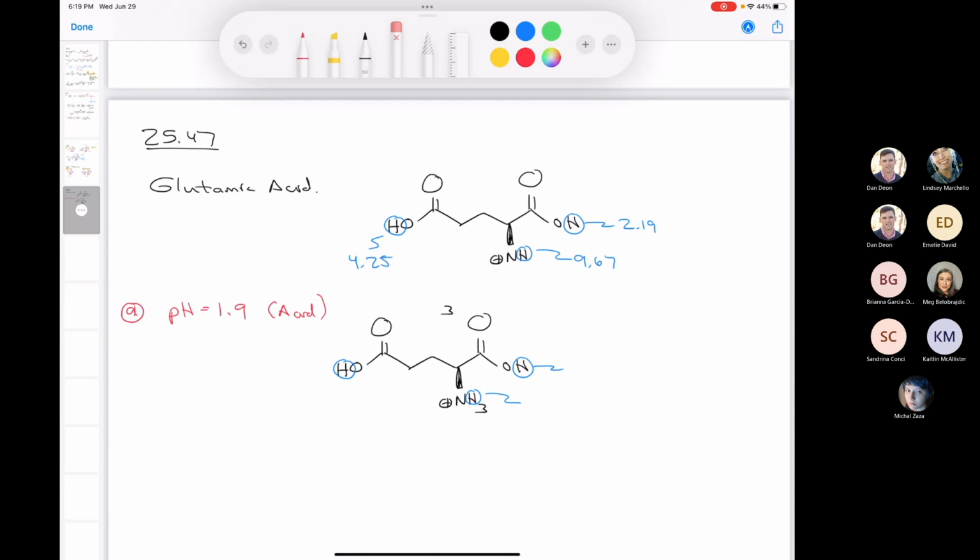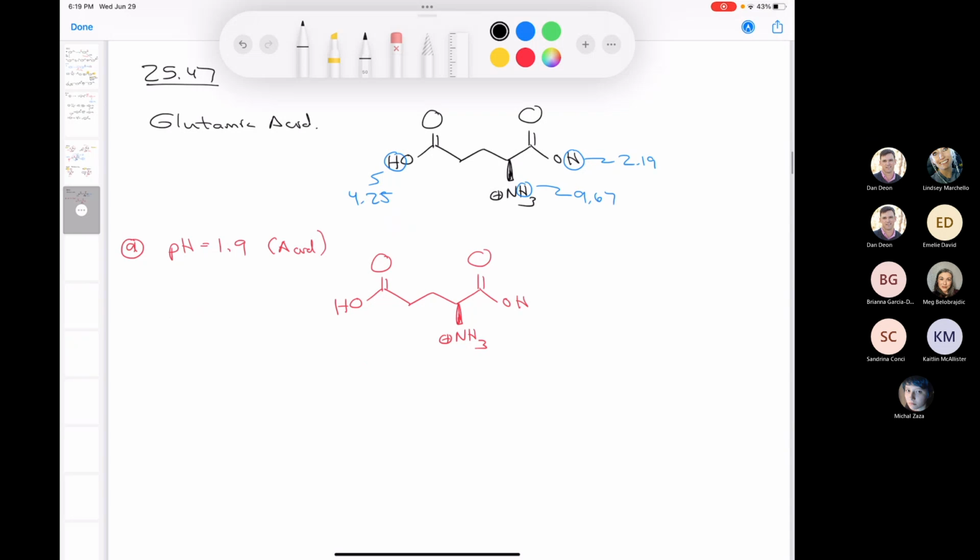And then I'm just going to delete all these. Oops, like this. I think it would have been easier to just redraw it, huh? And there we have it. So there's the structure of glutamic acid at a pH of 1.9. Everything is going to be protonated.